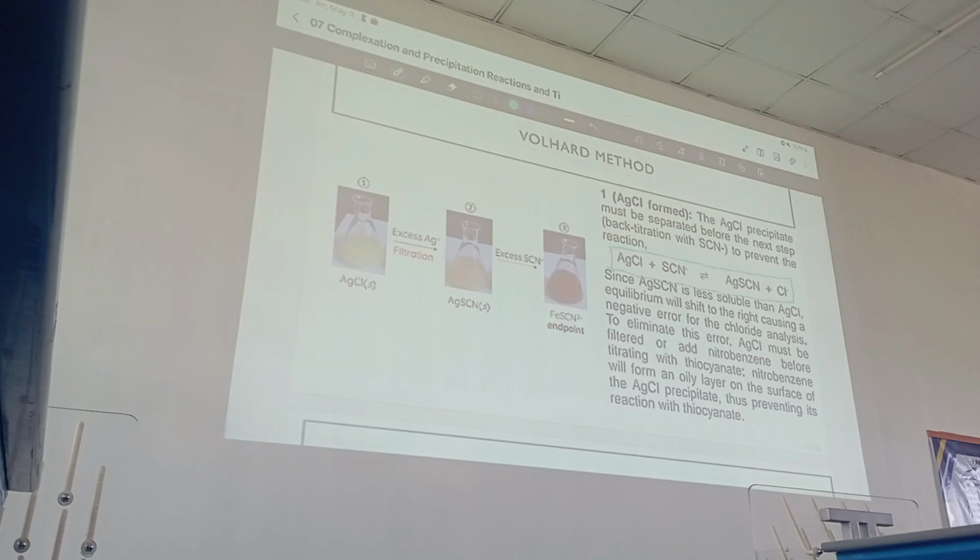This forms an oily layer on the AgCl so that it will not react with thiocyanate. Remember, this must be done before the thiocyanate is added, so that the AgCl will not react. Okay? So take note of that one in the Volhard method. You need to either filter the AgCl or add nitrobenzene. As for the nitrobenzene, you can recall from organic chemistry, this is nitrobenzene. Okay, it is a compound.